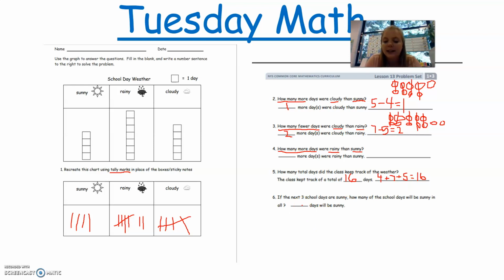So it wants us to add 3 more days to the sunny. Okay, so if the next 3 days were sunny, 2, 3, we would have 1, 2, 3, 4, 5, 6, 7. 7 days would be sunny. Perfect. Alright, that's all for this one. Now let's go on to the next one.